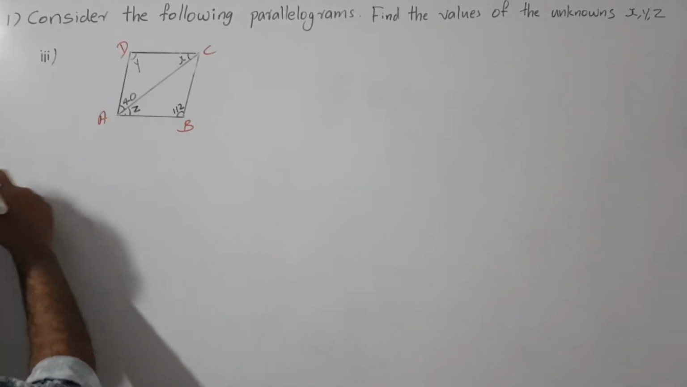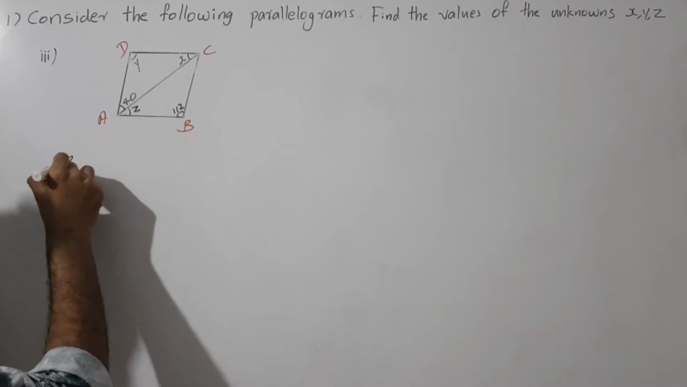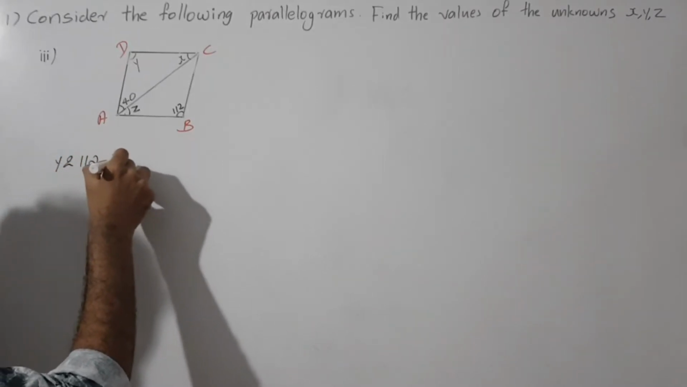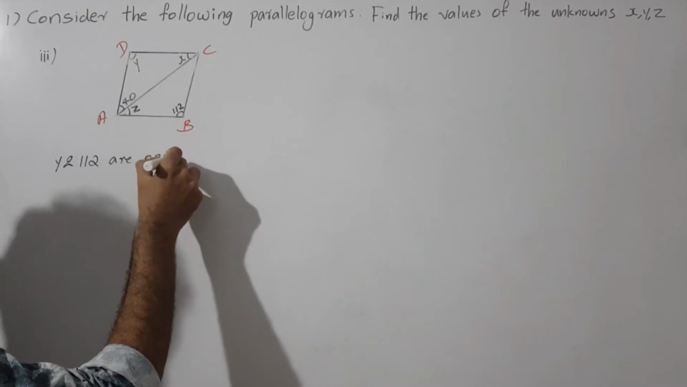Then we write directly that y and 112 are opposite angles.